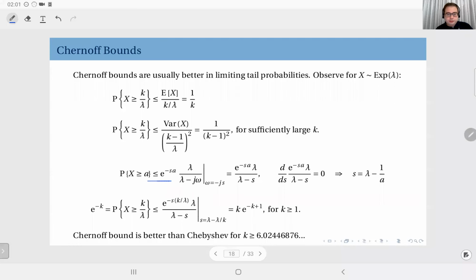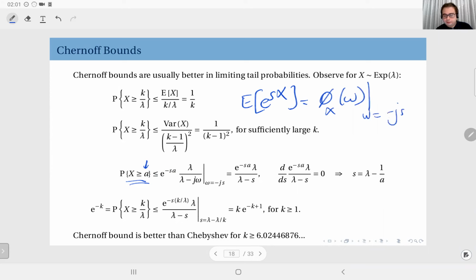Okay, the Chernoff bound: this event is bounded by e to the power minus s times a, times the expected value of e to the power s times x. Again, I will make use of the characteristic function. If you remember, the expected value of e to the power sx is equal to the characteristic function evaluated at omega equals minus j times s. Okay, so I do that here.